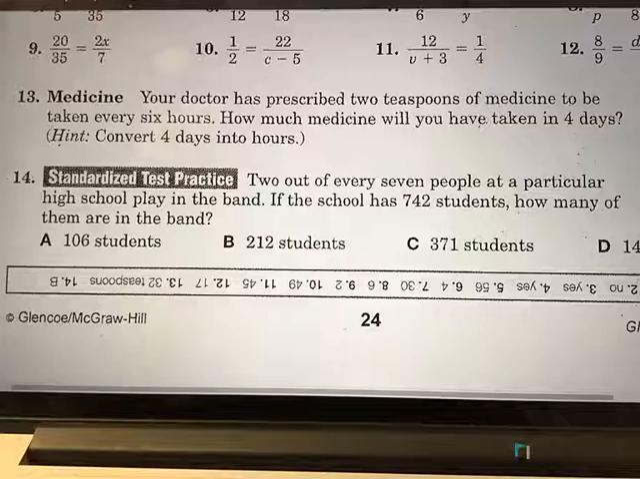All right. You can also have proportions and word problems. So you can see some of the problems we did on 9 and 10. Let's look at 13. Your doctor has prescribed two teaspoons of medicine to be taken every 6 hours. How much medicine will you have taken in 4 days? So for 13, I'm going to take 2 teaspoons every 6 hours.